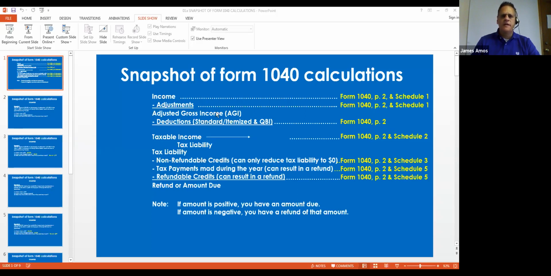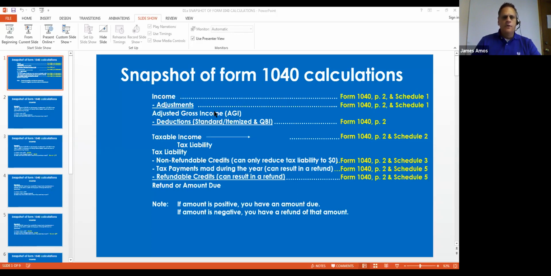Remember, we touched on that earlier today. I said we didn't know what AGI was. Well, there it is. AGI is nothing more than the income that you put on your return minus the adjustments you were able to make out of it, and thus you get adjusted gross income.